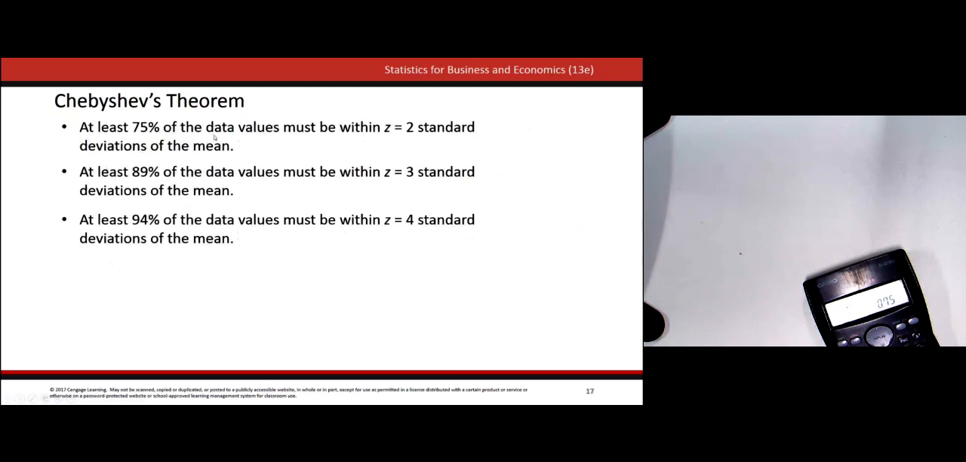So based on Chebyshev's theorem, at least 75% of the data values must be within 2 standard deviations of the mean. At least 89% of the values must be within 3 standard deviations of the mean. At least 94% of the values must be within 4 standard deviations of the mean.